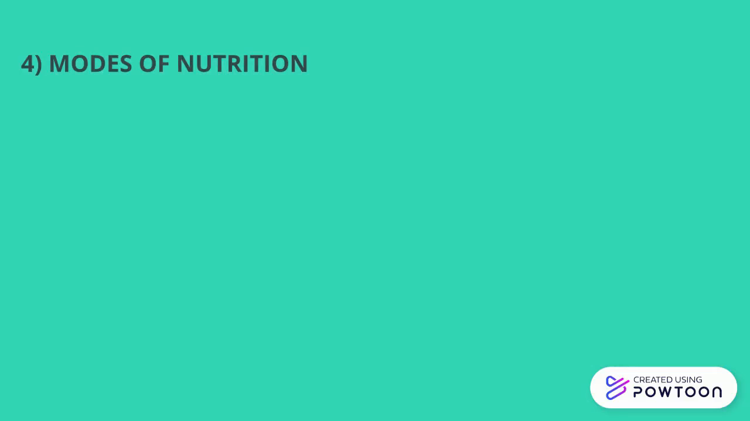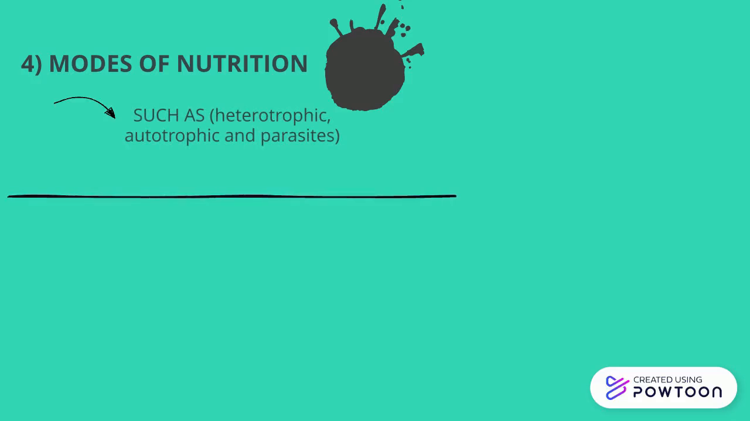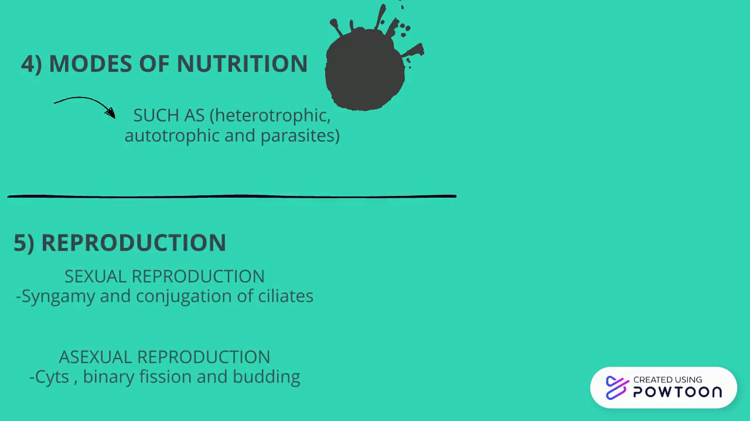The modes of nutrition of protozoa are heterotrophy, autotrophy, and parasitism, and they have sexual reproduction and asexual reproduction, and lastly, they have an animal-like life.